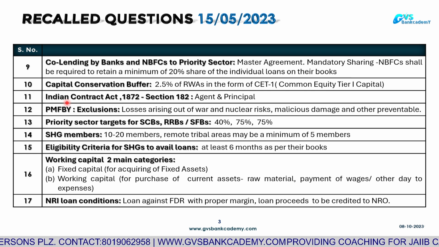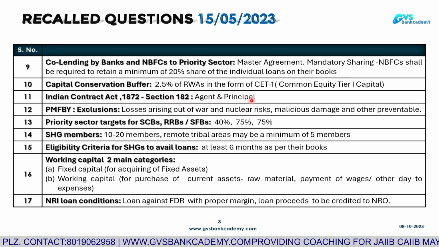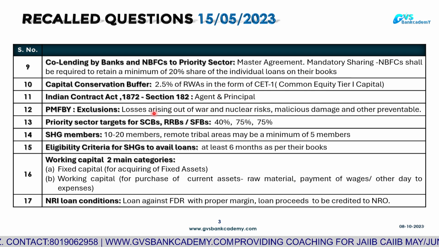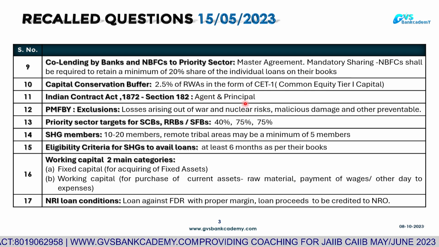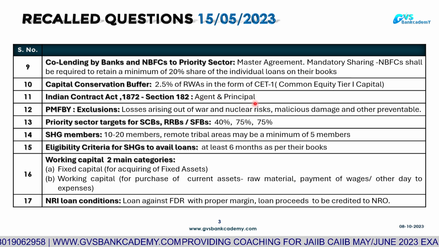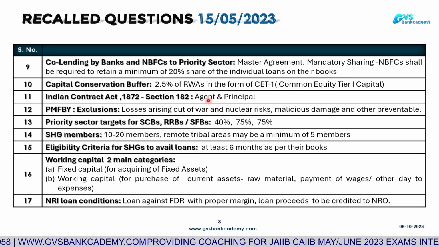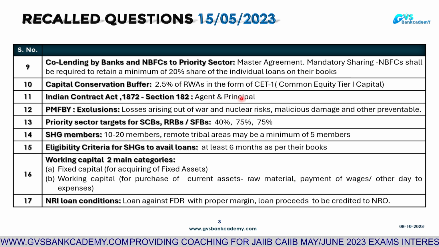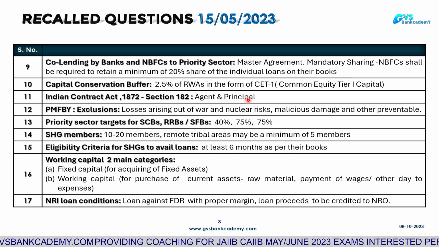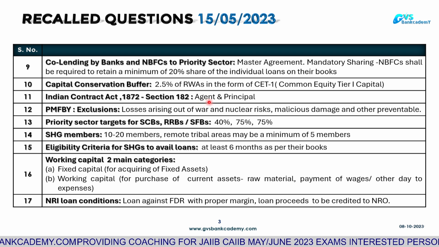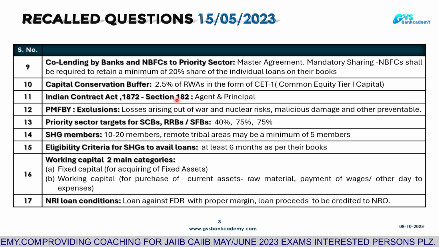11. Indian Contract Act, Section 182. Agent and principal relationship definition. Indian Contract Act, Section 182, agent and principal. The banker has the customer as principal in cheque collection. Banker is agent, customer is principal. Standing instruction, banker is agent, customer is principal. In the current system, RBI is principal, bank is agent. So, this is defined in Section 182.